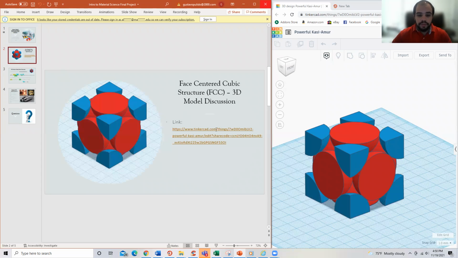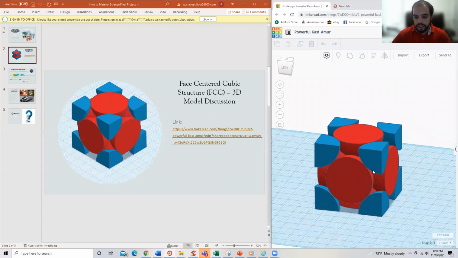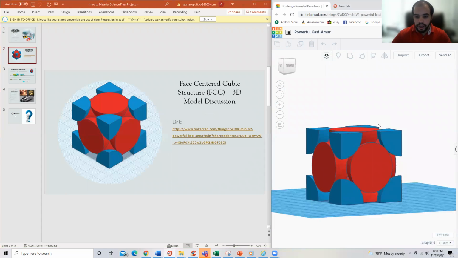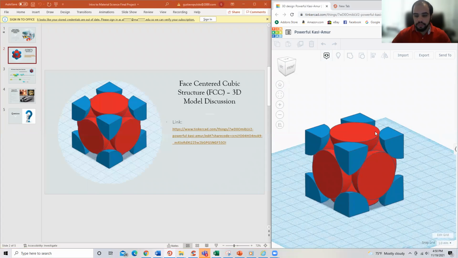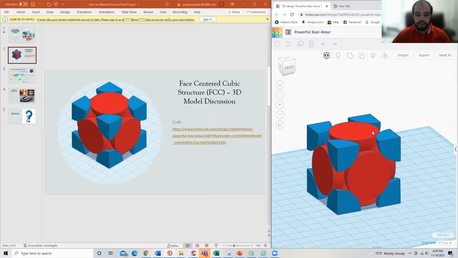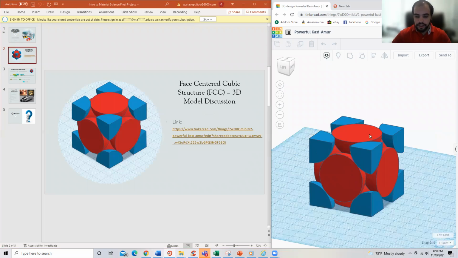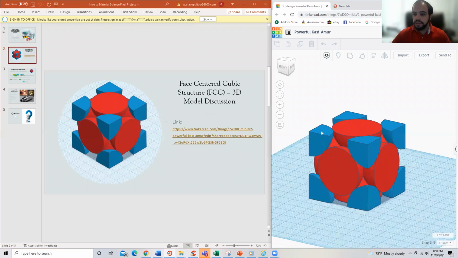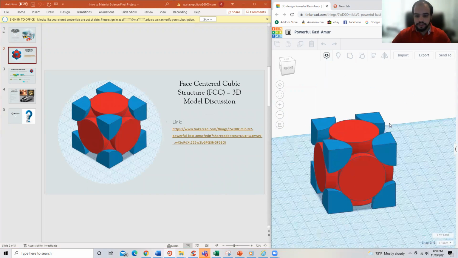So here I put a link to the 3D model that I created. I don't know if it will work from another computer, but on the right side of the screen, I kind of opened it so you guys can see the 3D model, and it'll be really helpful to support my explanation of how to calculate atomic packing factor. I created it in Tinkercad, and it definitely was a good learning experience to have under your belt.